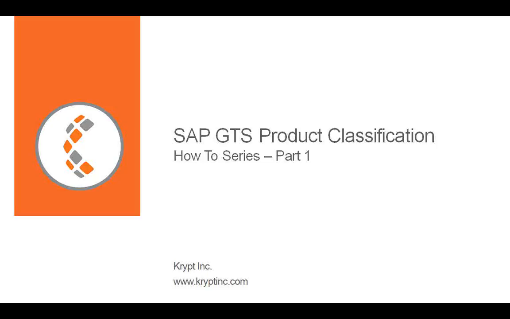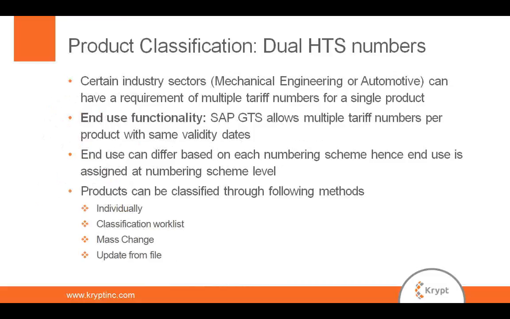This time we are going to focus on product classification. I'm going to walk through some of the nuances in product classification, and I'm also going to show a quick demo. The topic I've chosen for today's session is dual HTS numbers. HTS number is nothing but your harmonized tariff, and any product in GTS has to be classified. For export, it's the ECCN, and for import, it's the HTS.